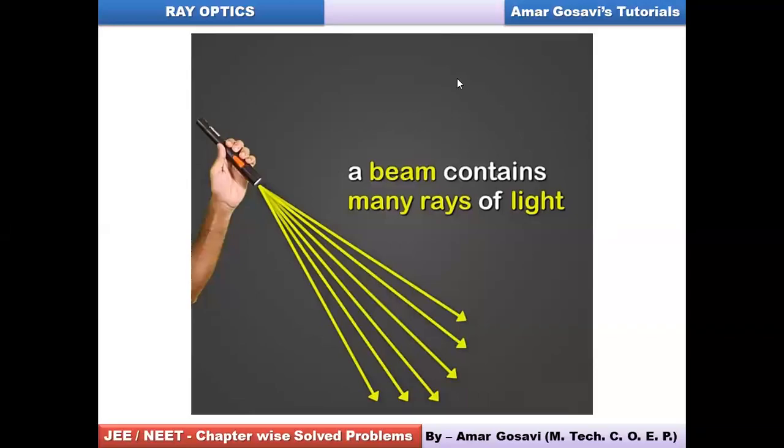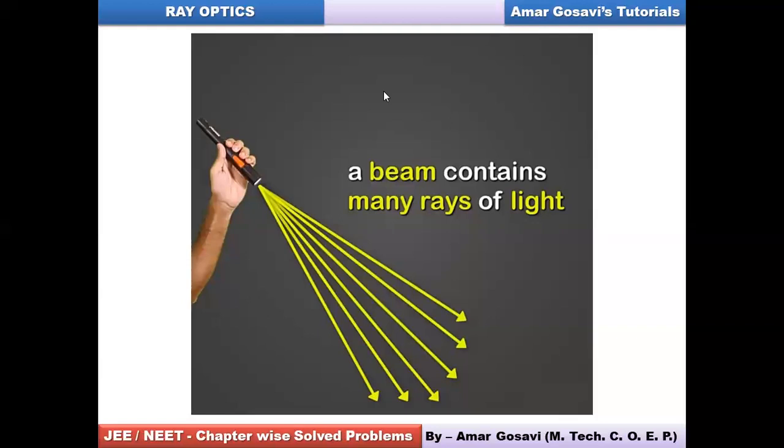Okay, friends, today's topic pertains to the basics of ray optics. This is an important section in your syllabus. What we will try to do is build up some basics around ray optics.